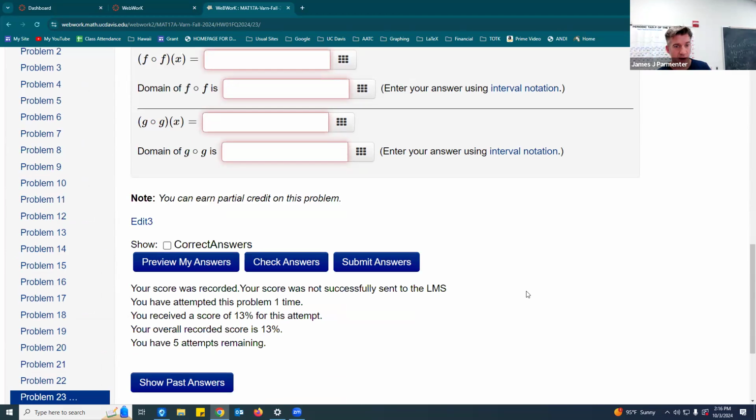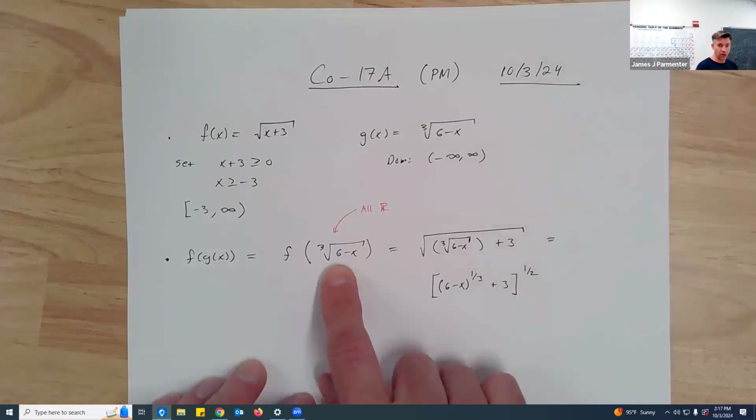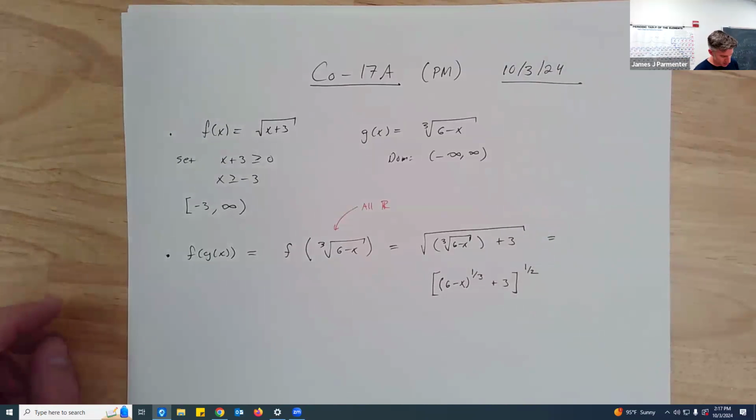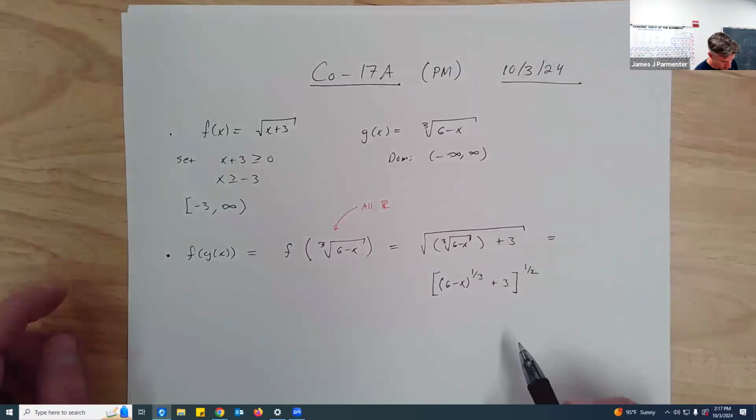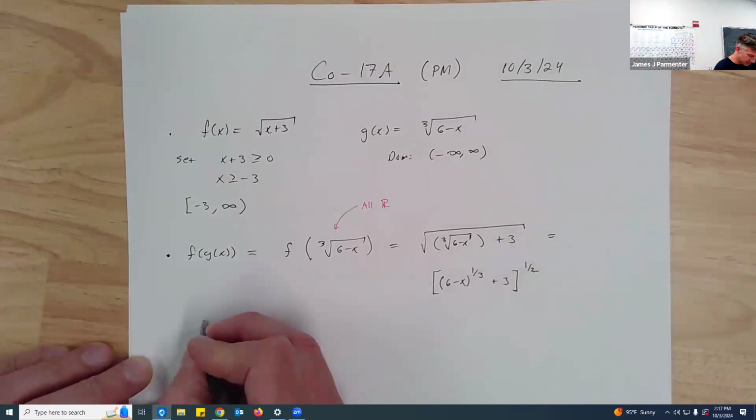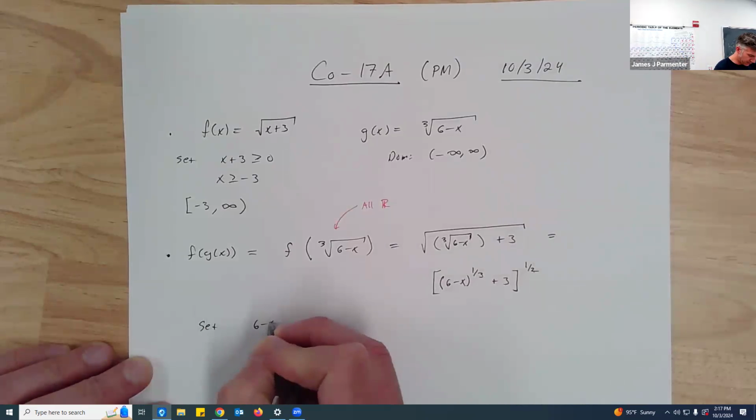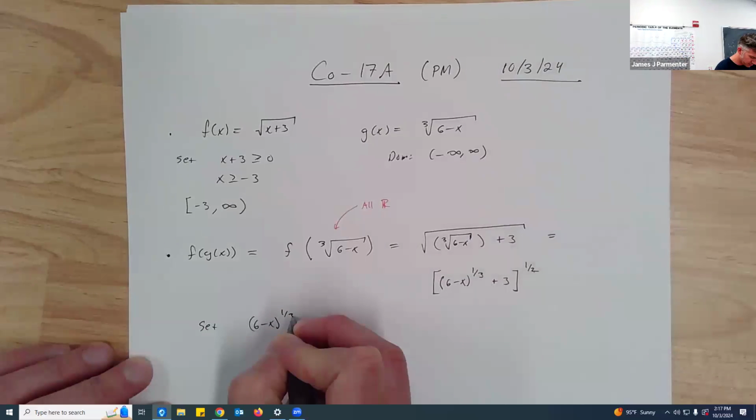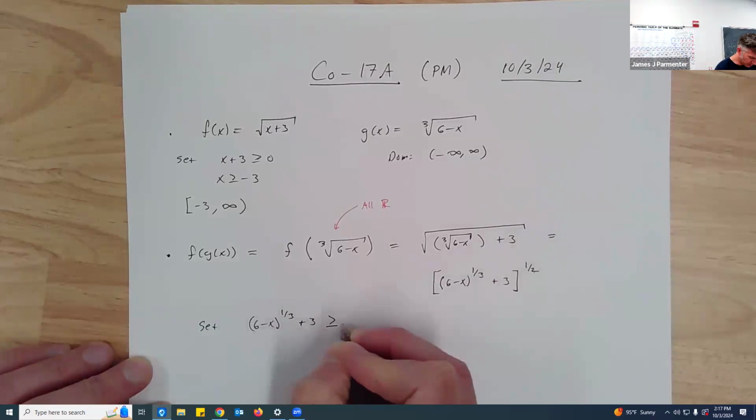So let's go ahead and now find the domain for this function. We already said the inner function here isn't going to matter. So let's deal with the outer composition. I do have a square root of some stuff, so I need to set that stuff to be greater than or equal to 0.